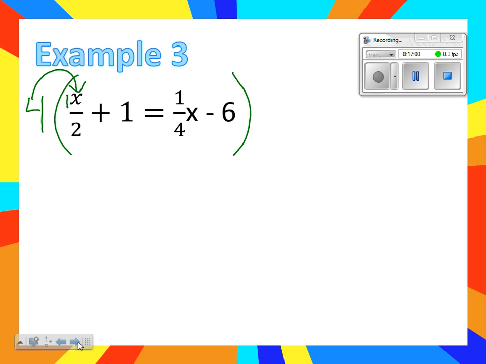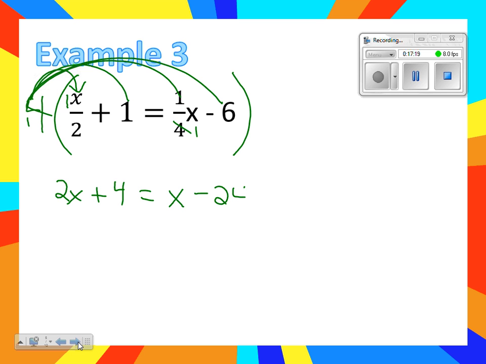When I times this by 4, what do I get? 2x. When I times this by 4, I get 4. When I times this by 4, I get just x, because the 4's become 1s, right? And when I times this by 4, I get negative 24.